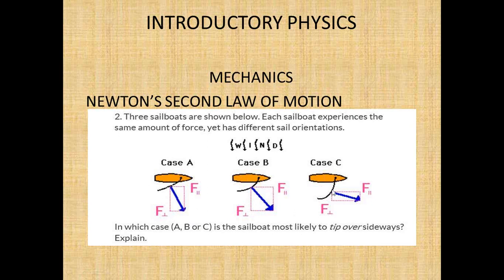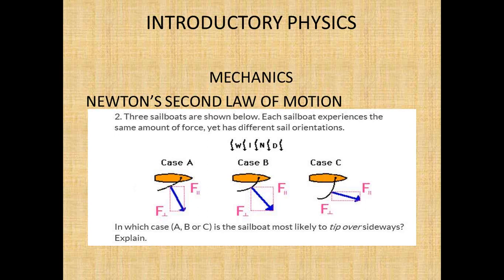Then in case C, this is the resultant force, and when you resolve it into its vertical and horizontal components, it has a very small vertical component and a very large horizontal component, which is going to drive the boat to the right. For this boat to topple over, it's going to need a very large vertical component. So the resultant with the largest vertical component is case A. This is the boat that's most likely to tip over sideways.